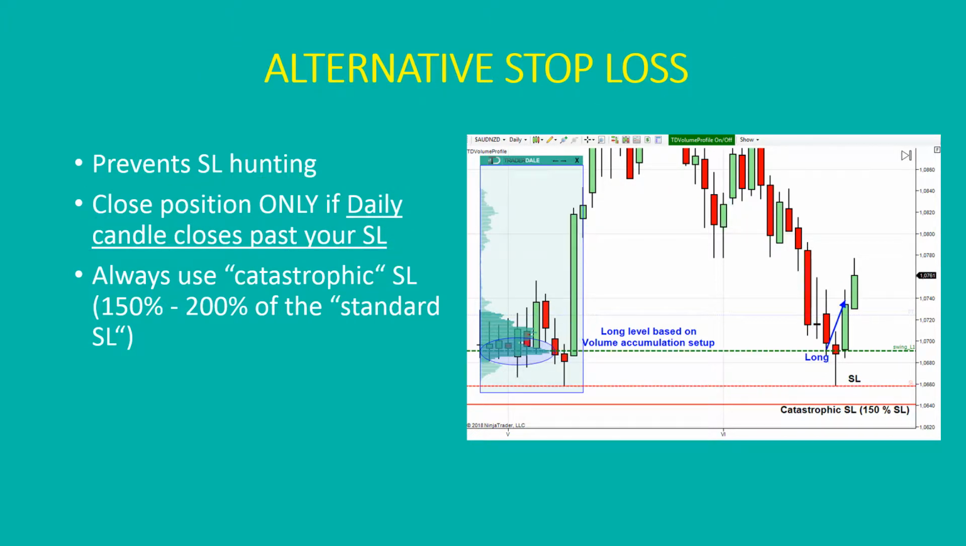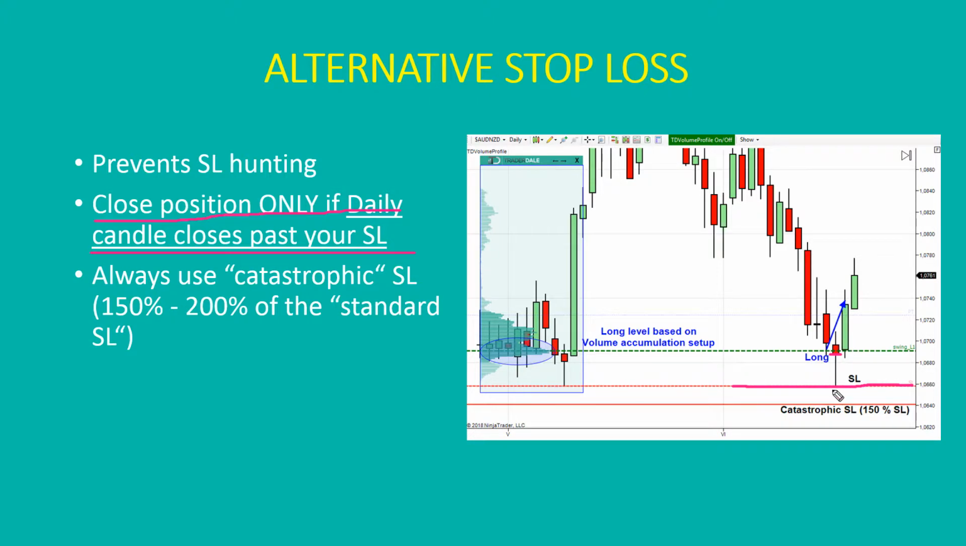But with the alternative stop loss, you close your position only if the daily candle closes past your stop loss, and the daily candle closed in here just a little bit before your long entry. Alright, so in this case, you hold onto your trade, you don't quit it if it hits the stop loss. You don't leave a stop loss order there, it's just sort of a mental stop loss for you, just a line in the chart, alright? And you wait until you see where the daily candle closes.